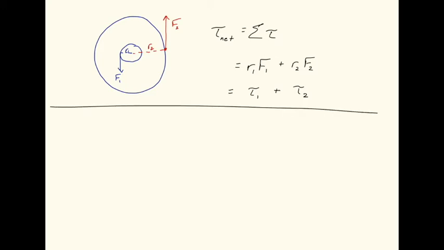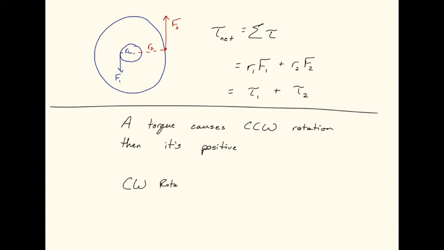The only other thing is the directional rotation is still the same as it was with our rotational kinematics. So if a torque causes counterclockwise rotation, then it's positive. And clockwise rotation would be a negative torque.